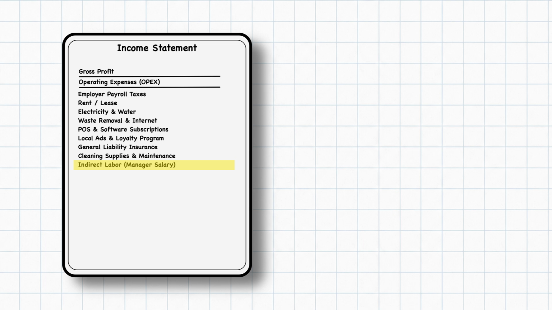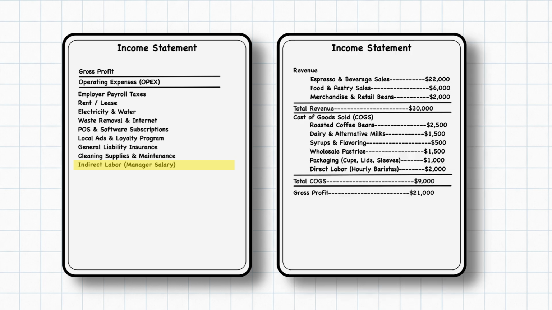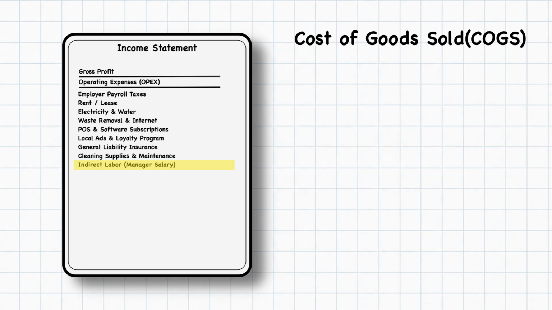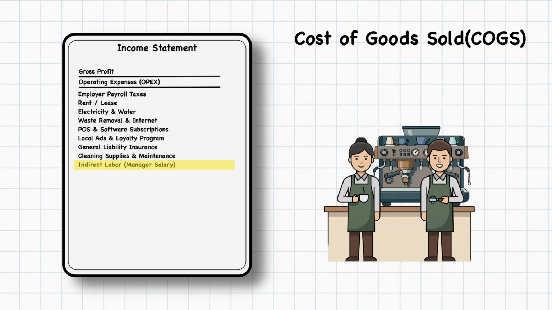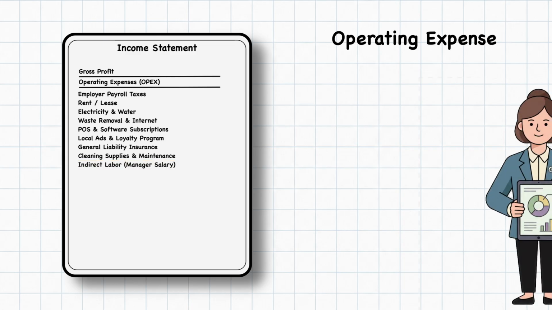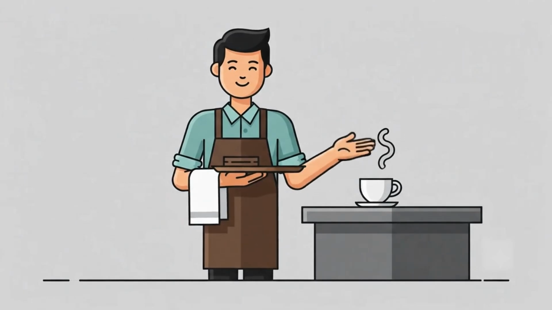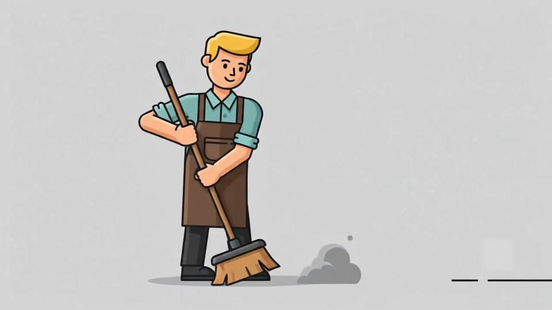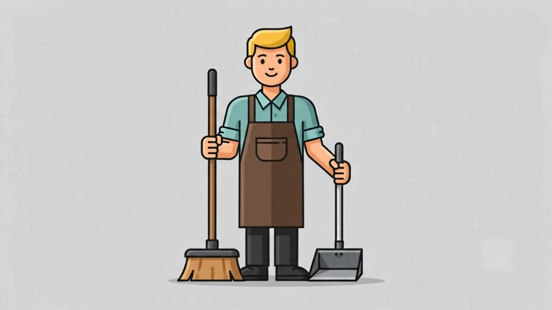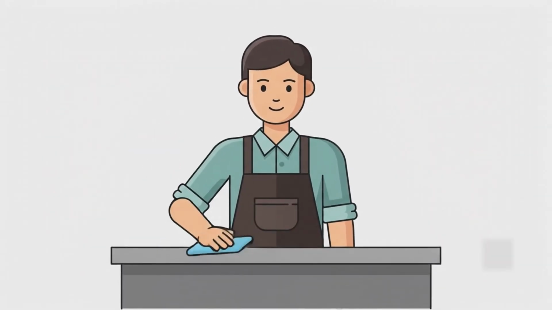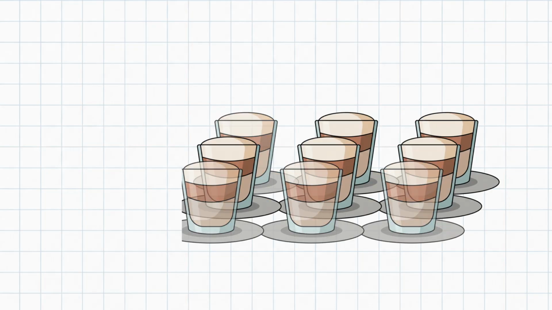You might be asking, wait, didn't we just include labor up in COGS? Yes, but we have to include salaries here in OPEX as well because they are fundamentally different in nature. Up in COGS, you had your direct labor, the baristas directly tied to making each cup. Here in OPEX, we have your indirect labor. This is the cost of paying the people who manage and support the business as a whole, like your store manager or a part-time bookkeeper. They get paid their fixed salary whether you sell 1,000 lattes today or 0.